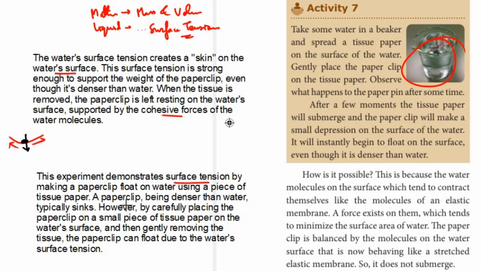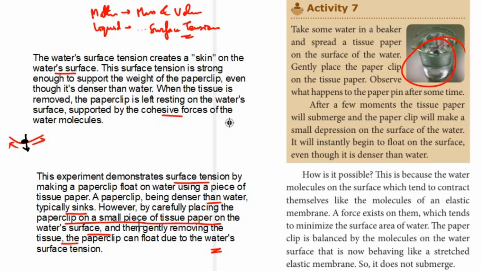Okay, as I was saying, the paper clip being denser than water, it totally sinks. However, by carefully placing the paper clip on a small piece of tissue paper on the water surface and then gently removing the tissue, the paper clip can float. And this is all happening since water has surface tension. And this is not over.